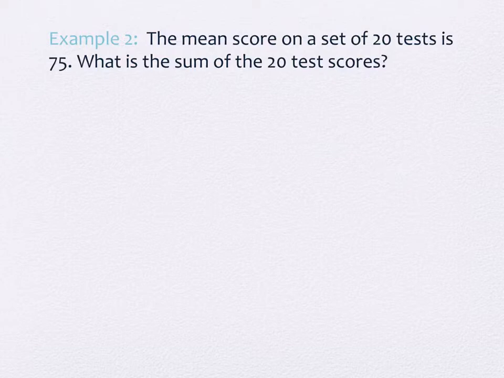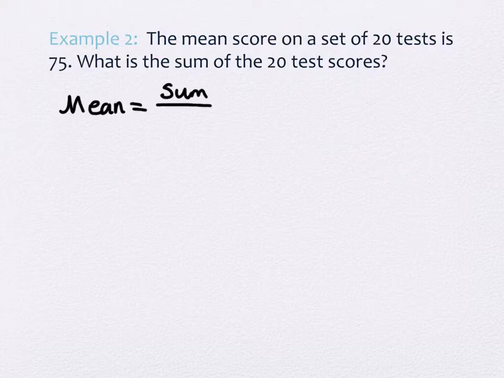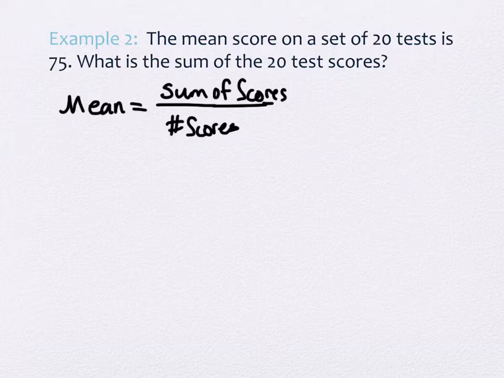So the mean, when we described it before, is the sum of all of the scores divided by the number of scores. Okay, does that make sense? I didn't exactly write it down like that before. I just described it in words, but that's the same thing, right?